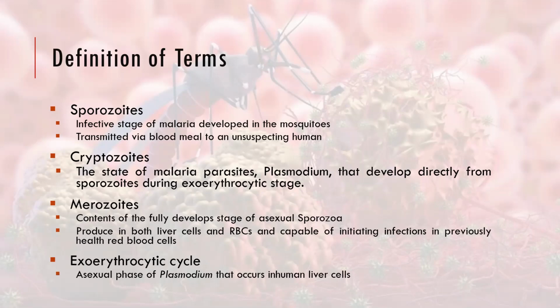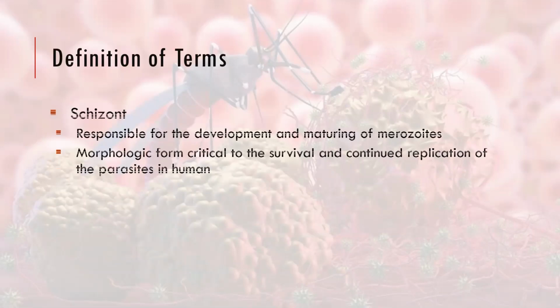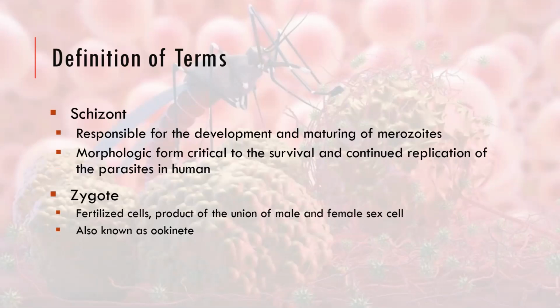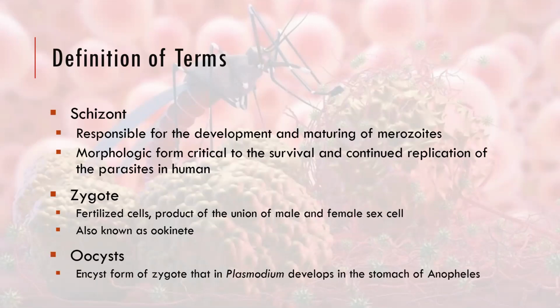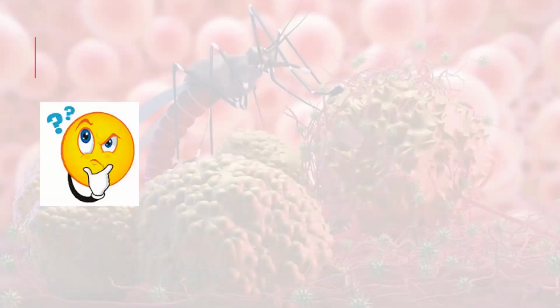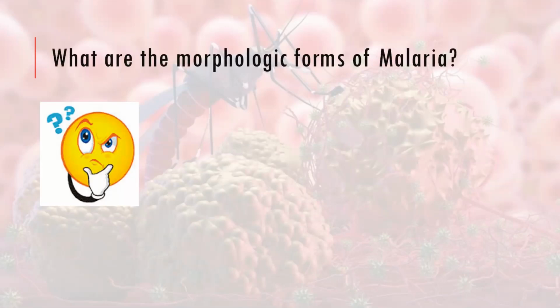And when you say exoerythrocytic stage, this is the asexual phase of Plasmodium that occurs in human liver cells. Synchronized is responsible for the development and maturing of merozoites. Zygote: fertilized cells, the product of the union of male and female sex cells. Oocyst is the insect form of the zygote that a Plasmodium develops in the stomach of Anopheles. Question: what are the morphologic forms of malaria?